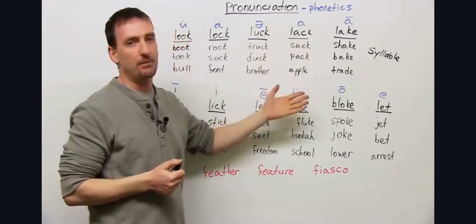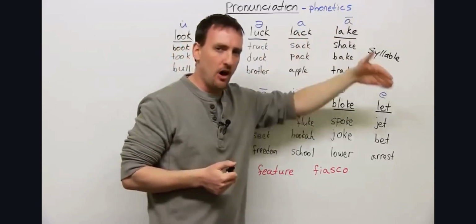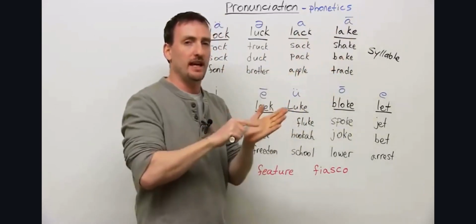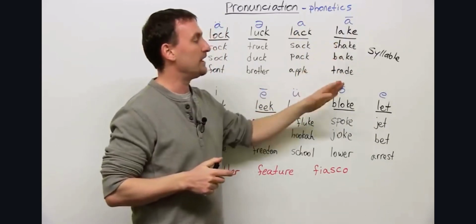Sack, pack, apple. Lake, A with a line across it, makes it a bit longer. It's called a diphthong because it's A-E. It's like almost 2 vowel sounds in one. Shake, bake, trade.